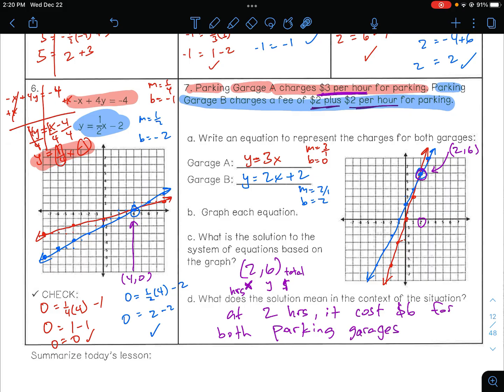Now, what do you think it means when the blue line starts going off and the red line starts getting steeper? It means that at this point, it actually becomes cheaper to park at the blue lot because you want the number to be lower. So as time goes on, the blue lot's actually cheaper. After 2 hours, it costs the same, but after more than 2 hours, at 3 hours plus, the red one, or the garage A, is actually going to be a better deal.